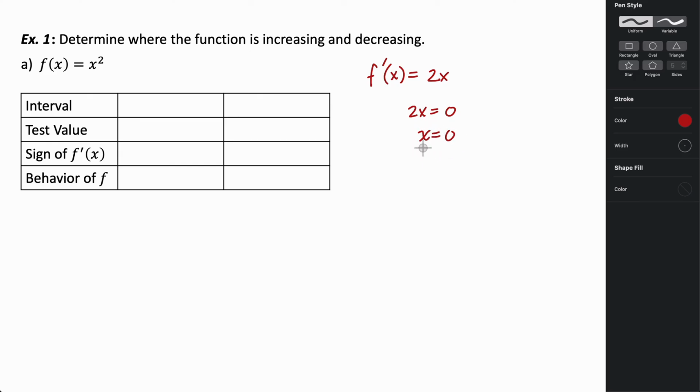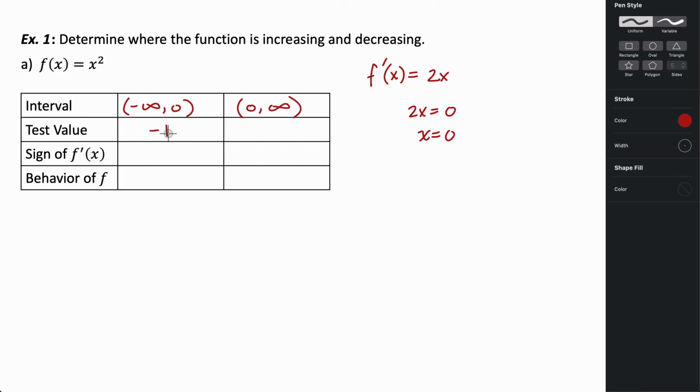And so it's going to be the interval to the left of 0 and then the interval to the right of 0. So the interval to the left of 0 goes from negative infinity to 0. The interval to the right of 0 goes from 0 to infinity. Now, because this is the only x-intercept, all values on this interval will be the same sign. So we can pick any value we want to just test and determine the sign of our derivative.